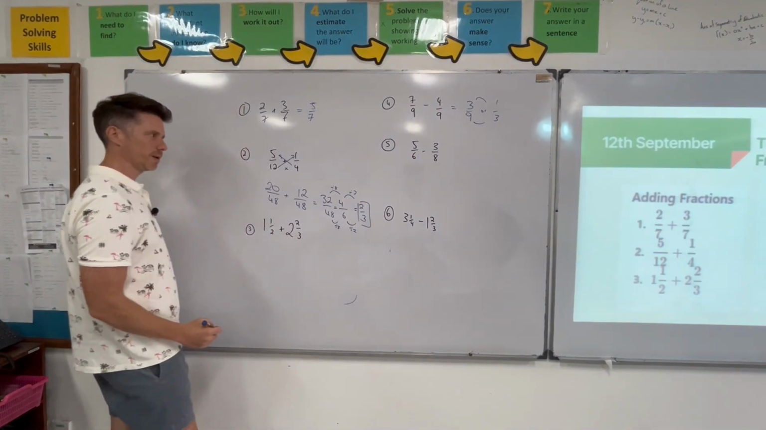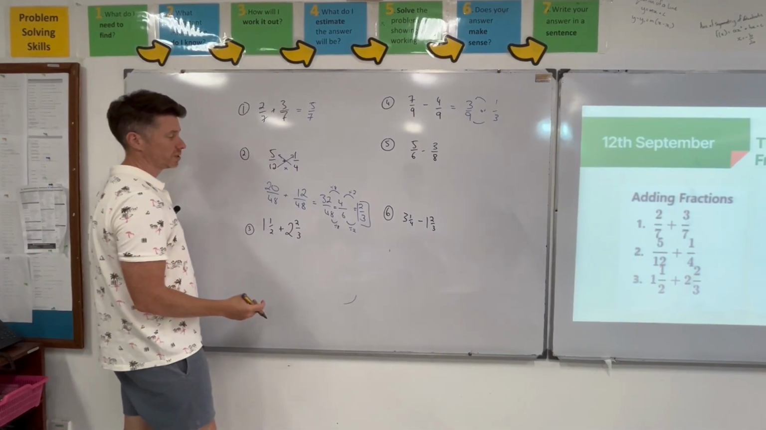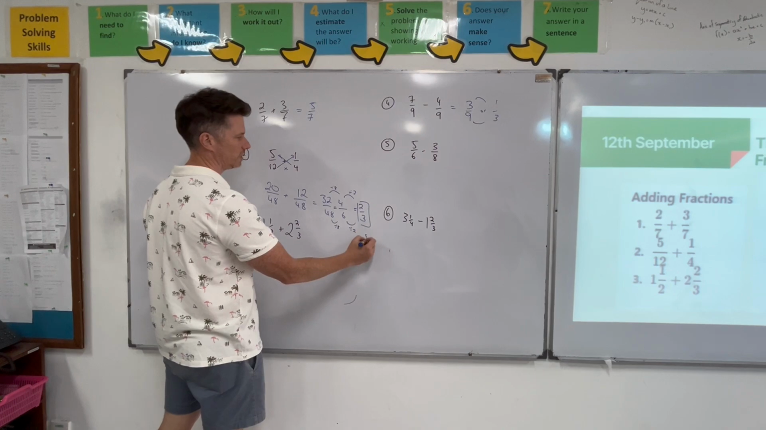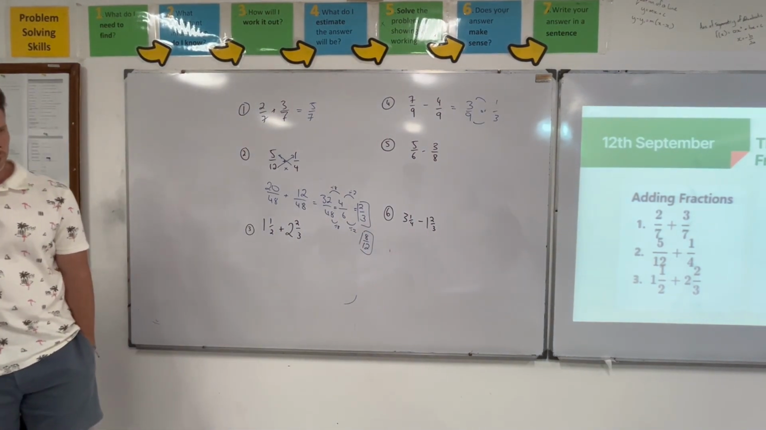Now, for today, I'll accept if you use the common denominator 12. So an equivalent fraction to that would be 8 over 12. But do always try and simplify your fractions as much as you can.